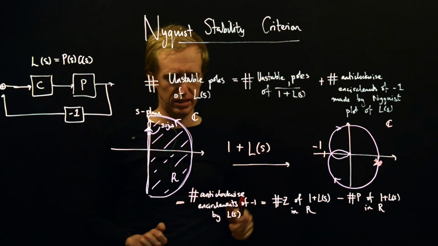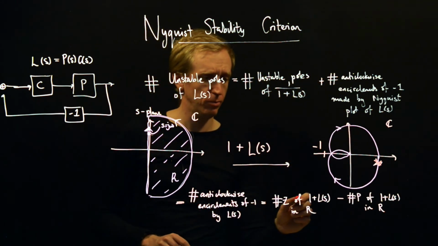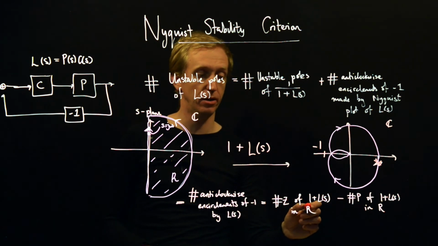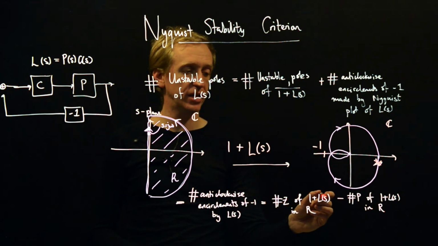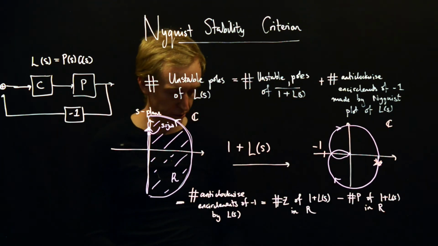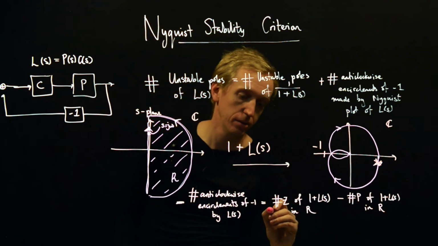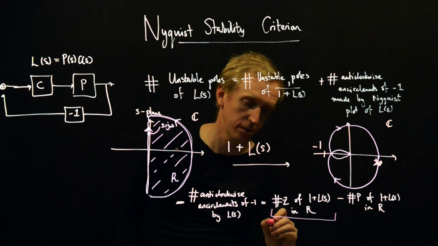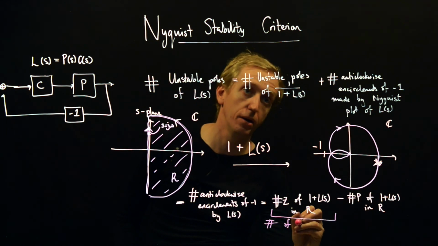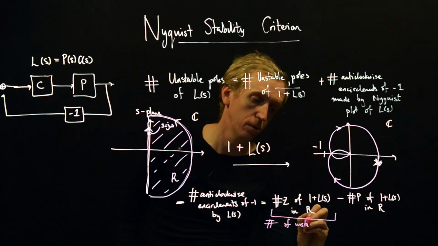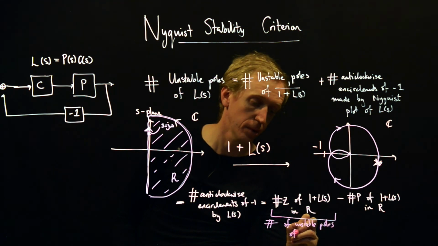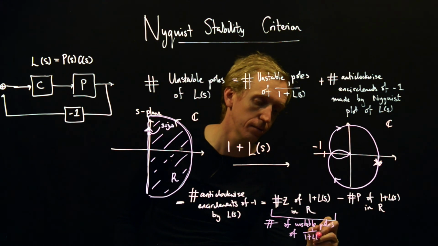Now, how can we relate it to what's going on up here? Well, what are the zeros of 1 plus L of S that are in R? If 1 plus L of S is 0, then 1 over 1 plus L of S is a pole. So this quantity here, this is the number of unstable poles of 1 over 1 plus L of S.